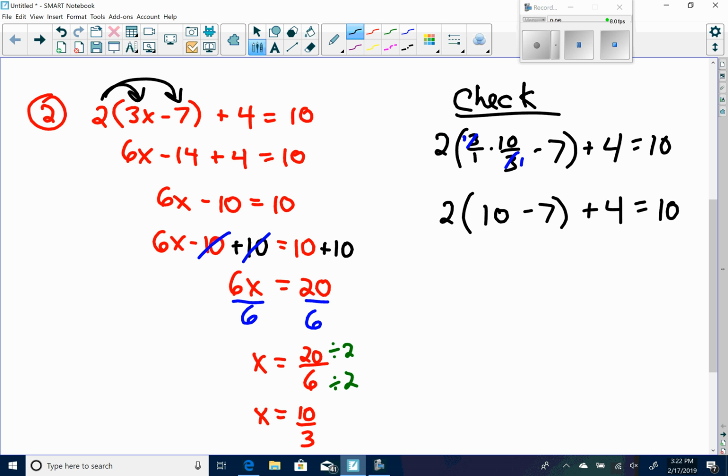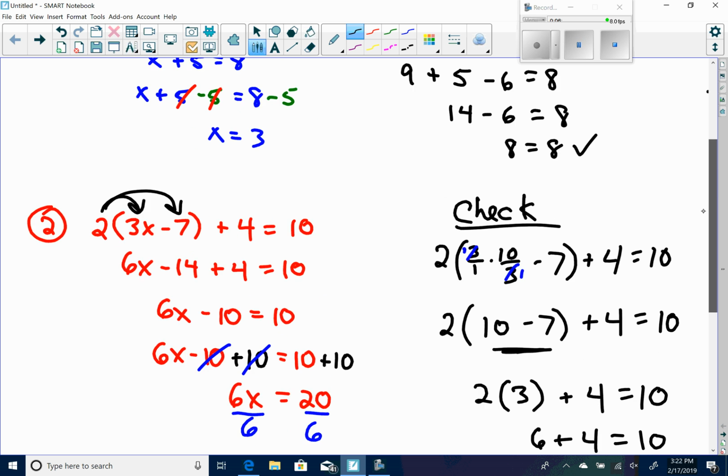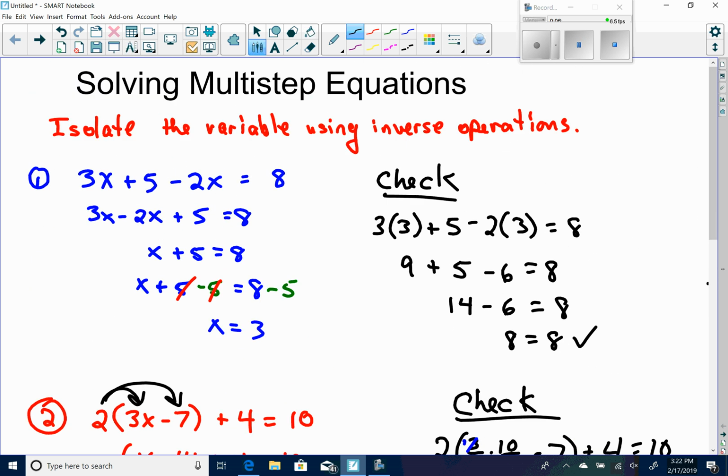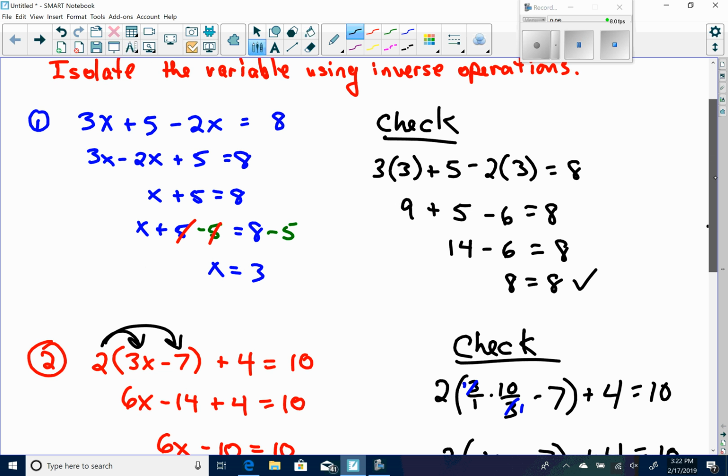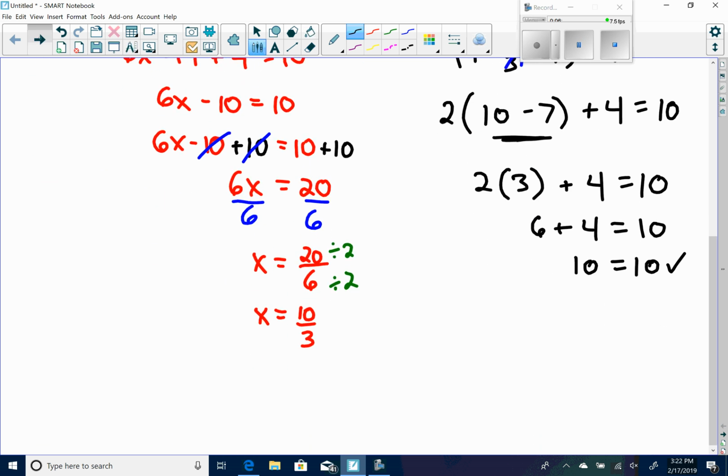Now if I follow order of operations, I'm going to subtract what's inside here first. So 10 minus 7 will give me 3. And I hope you can see now that we are going to get a 10 in the end here. So 2 times 3 will give me 6. And when I add 6 plus 4, I will get 10 on the left side, which matches the 10 on the right side. So our first 2 examples here dealt with simplifying one or both sides of our equations before we started on inverse operations.